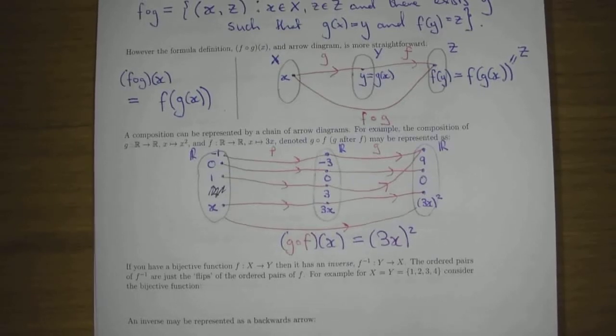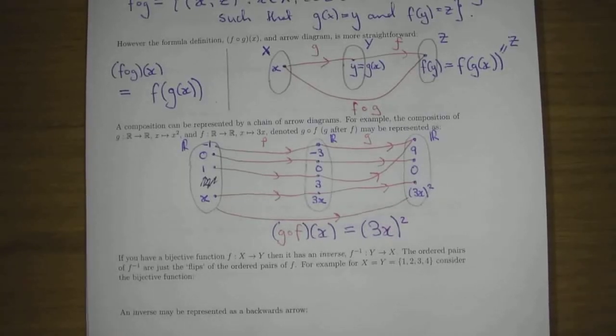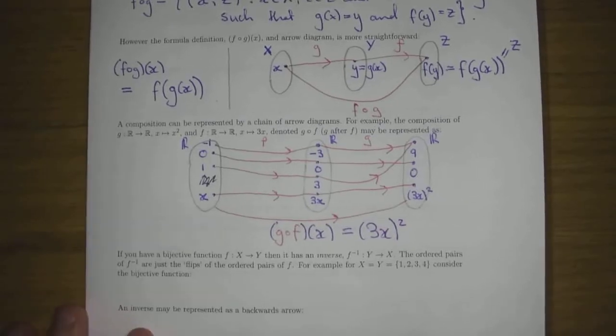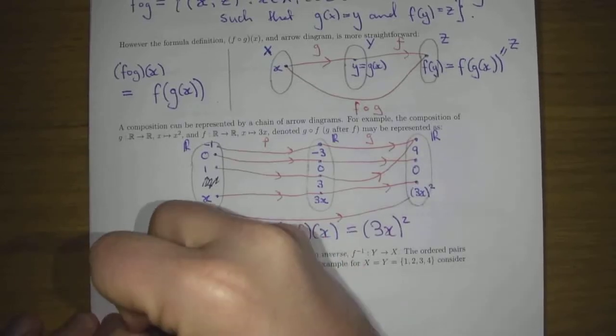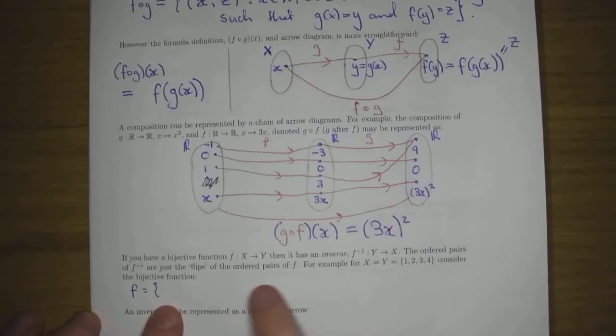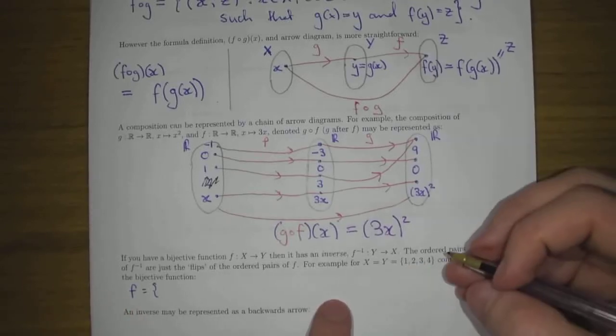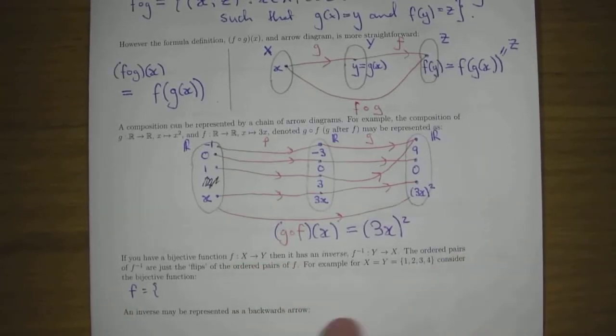Okay. If you have a bijective function, so that's a function that's 1-to-1 and onto, then it has an inverse. So let's explain what that's about. The ordered pairs are just the flips of the ordered pairs. So consider the bijective function here. Let's say for argument's sake, it's from x to y. Let's say it's from 1, 2, 3, 4 to 1, 2, 3, 4.